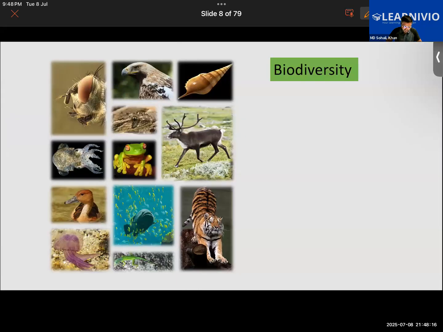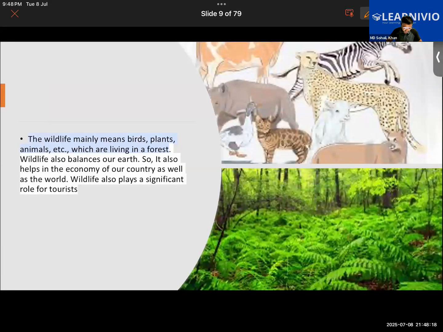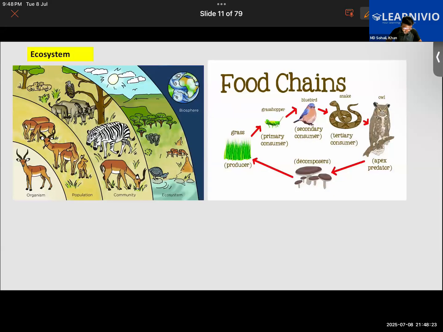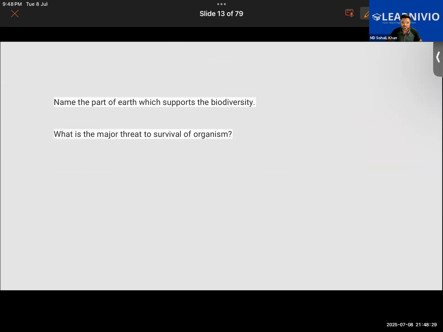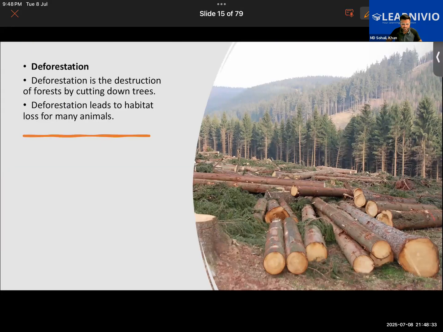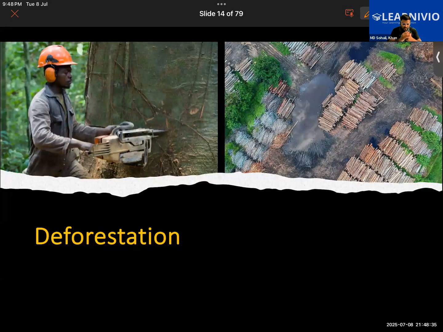Biodiversity we have learned. We learned about wildlife also. Then we were learning about the food chain, ecosystem, etc. These things we have discussed. From here, we are supposed to be continuing. So there are various causes of deterioration of the environment.